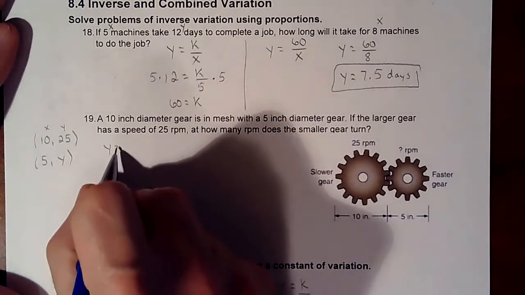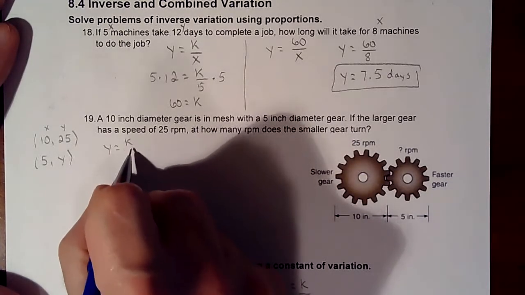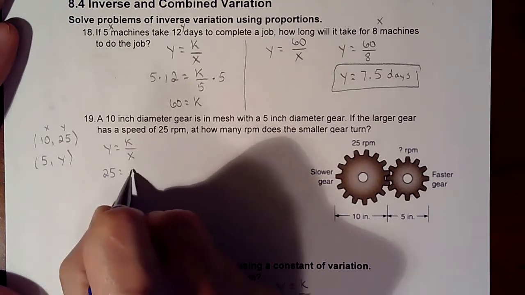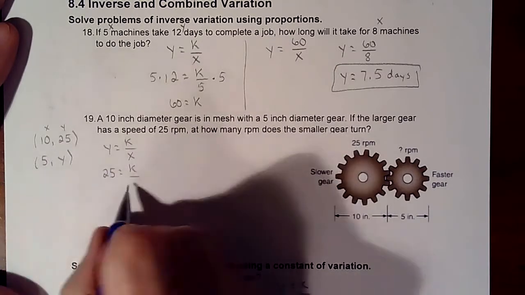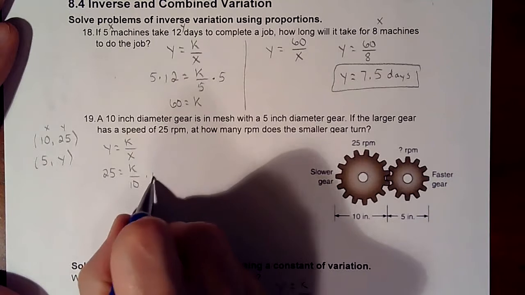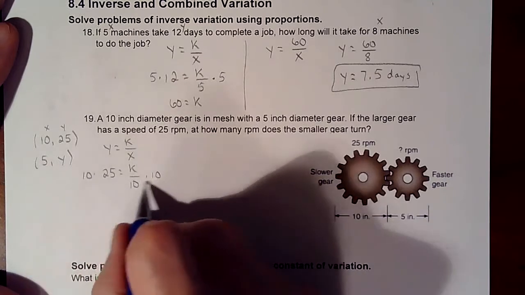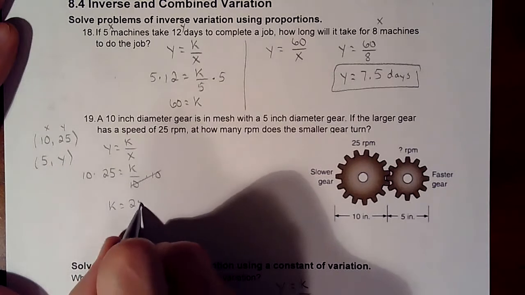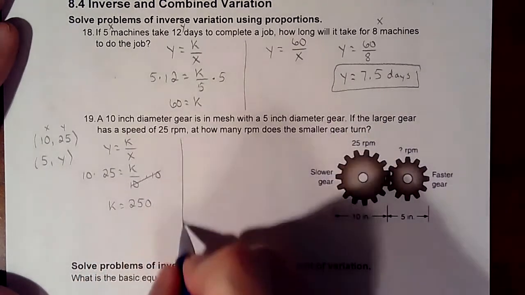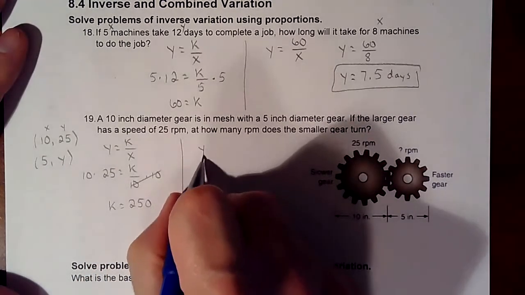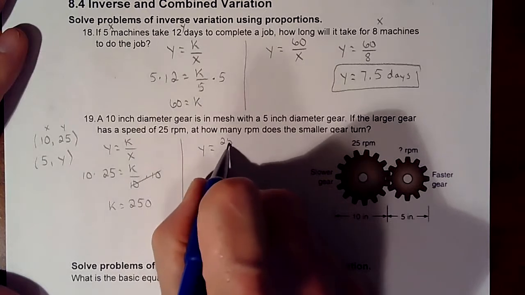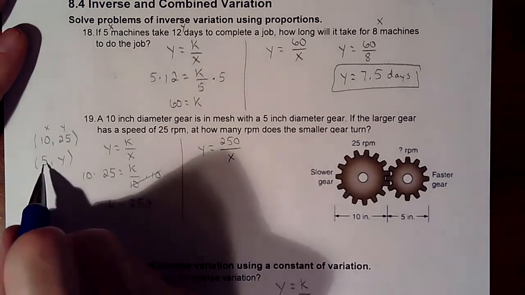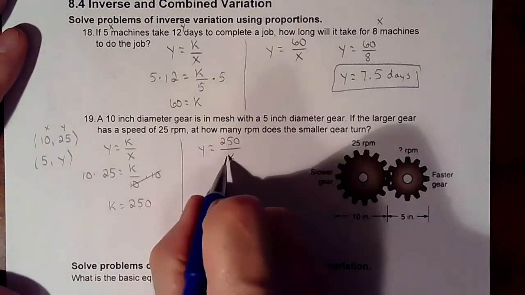So my original generic equation looks like this. My y value is 25 equals k divided by 10. Multiply the 10 over to the other side so they cancel. So my k equals 250. Okay, so I got my k, which means I have my equation of 250 divided by whatever x gets thrown my way. And they're giving me an x value of 5 this time.